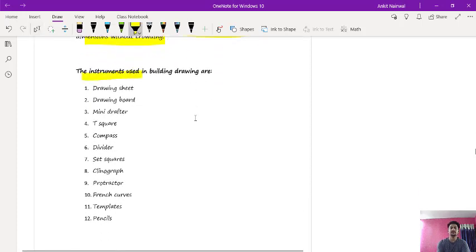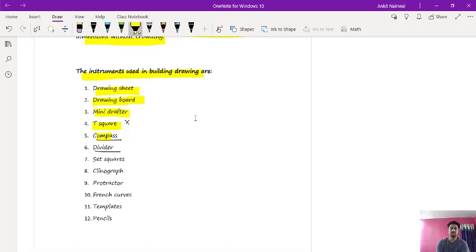The instruments used for building drawing are the drawing sheet. You need to buy a drawing sheet, because you have a building drawing lab also. Drawing board you do not need to buy, but as this is an online class, you must have some board at home, so you may draw on that also. Mini drafter you need to buy. T square is not that important. Compass you already know. Divider you must have.